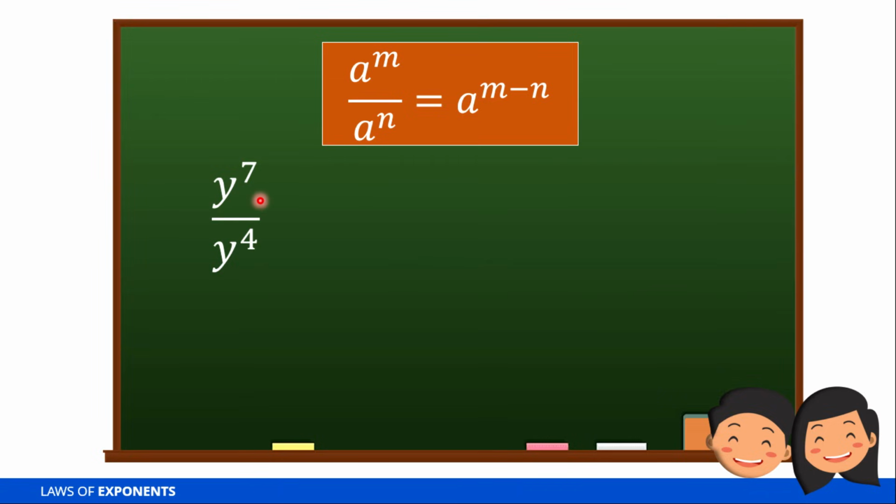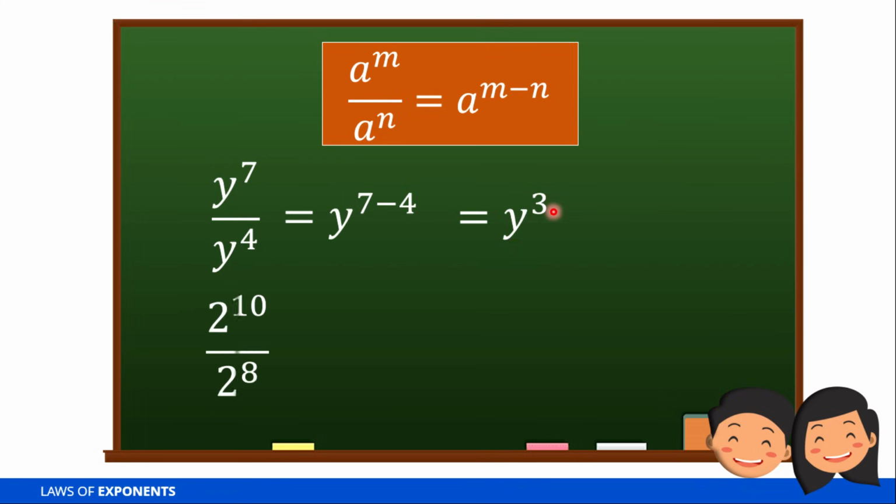Now, let's have some examples. So, we have y to the 7th power divided by y to the 4th power. Since pareho tayo ng base, which is y, kopyahin lamang natin yan, and then subtract natin ang mga exponents. So, 7 minus 4. So, y, okay, tapos may exponent na 7 minus 4. Simplify natin. 7 minus 4, that is equal to 3. So, this expression is equal to y cubed, or y to the 3rd power.